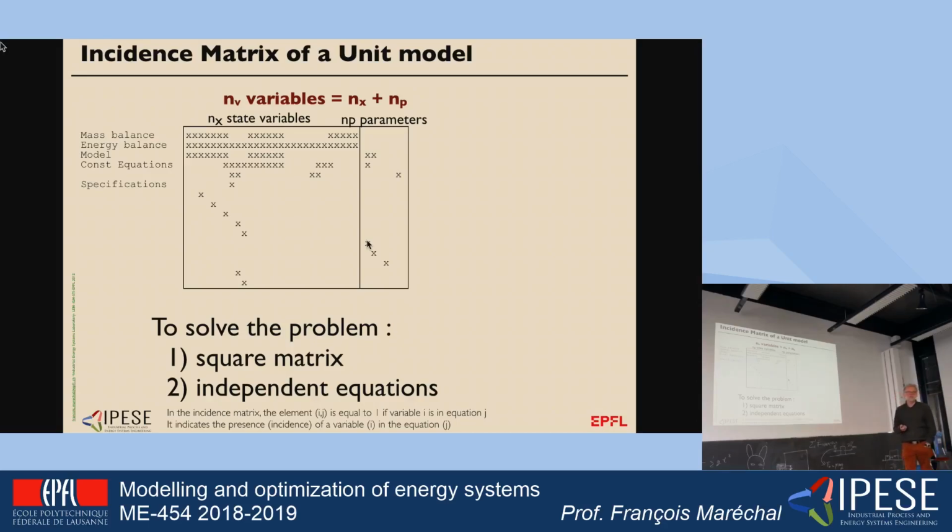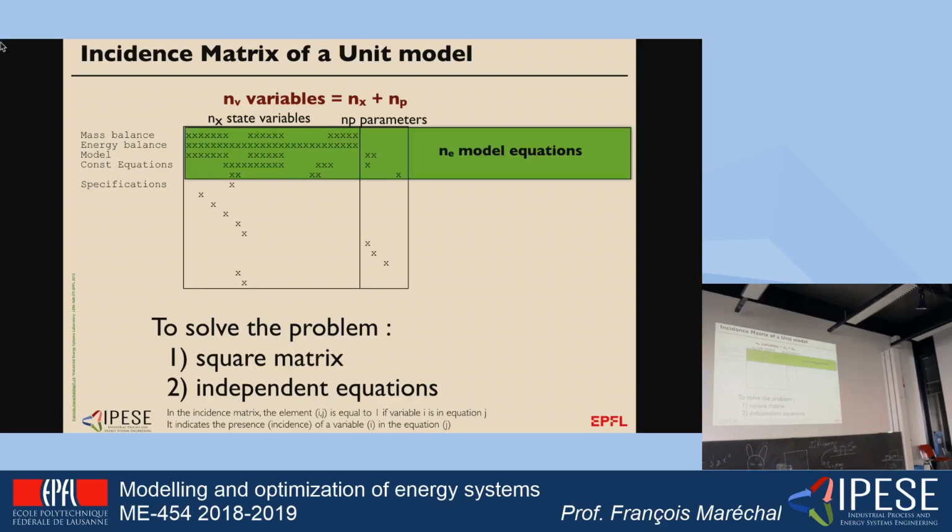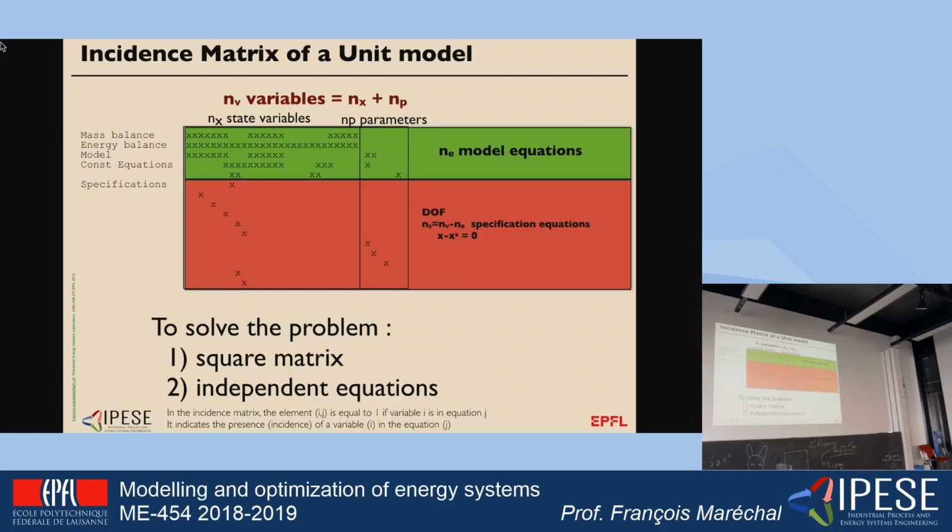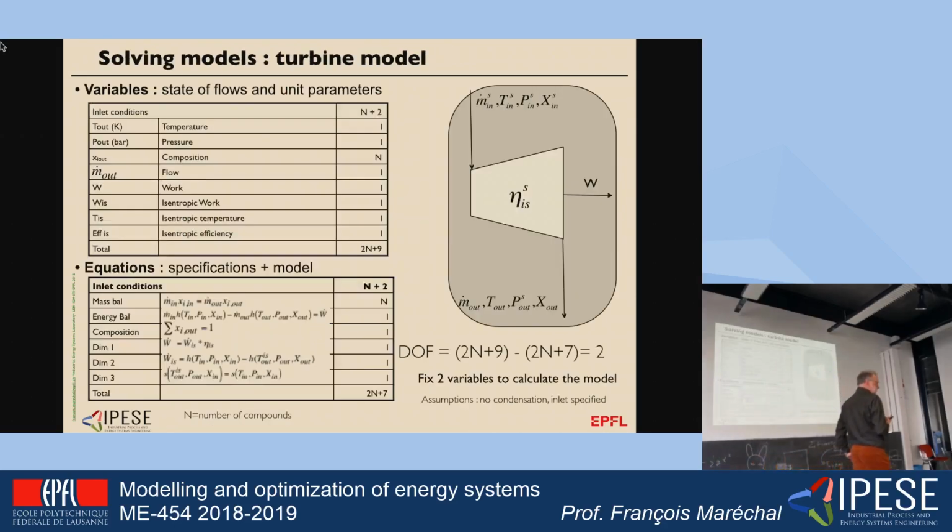Okay? So it means that there are other conditions rather than just having the number of degrees of freedom. So if I'm looking at what I have there, in fact I have the modeling equations and the specification equations that fix the degrees of freedom. So now let's look at what it means when I have a simple model, like a turbine.